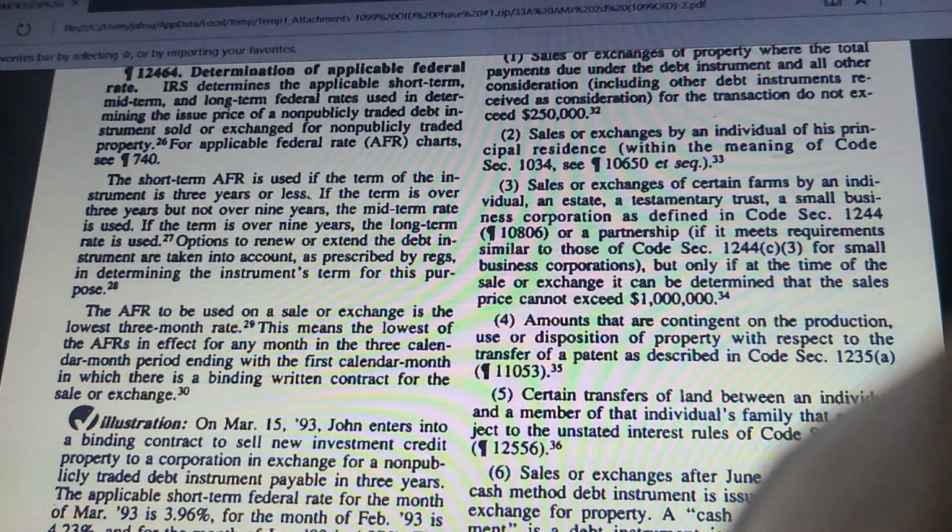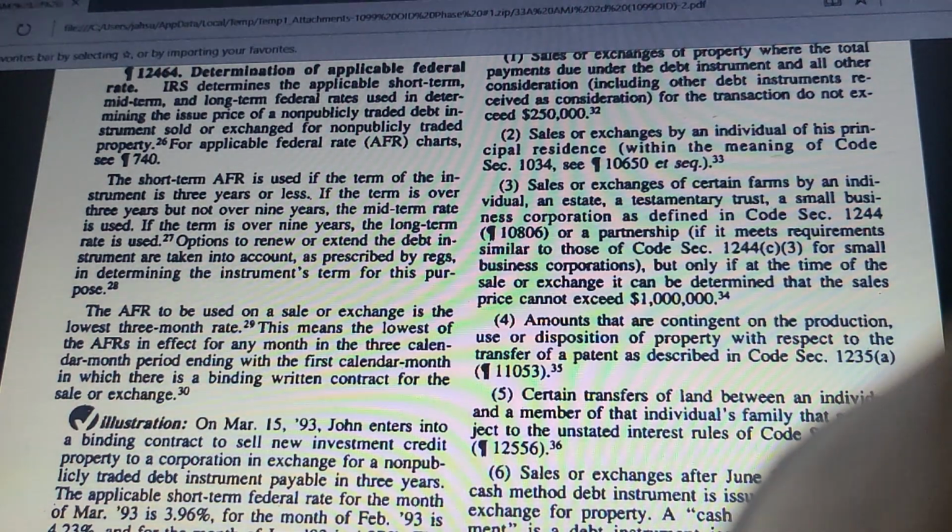Under 12464, determination of applicable federal rate, IRS determines the applicable short-term, mid-term, and long-term federal rate used in determining the issue price of a non-publicly traded debt instrument sold or exchanged for non-publicly traded property. For applicable federal rate charts, see 740. The short-term AFR is used if the term of the instrument is 3 years or less.